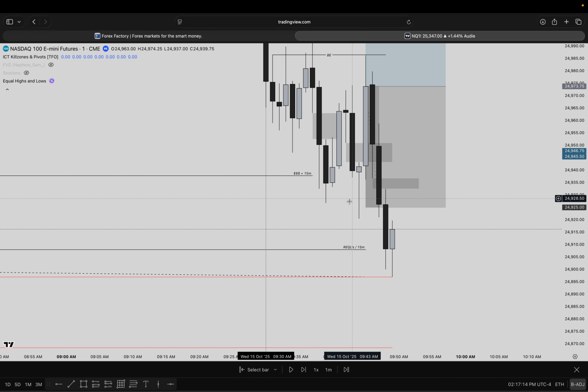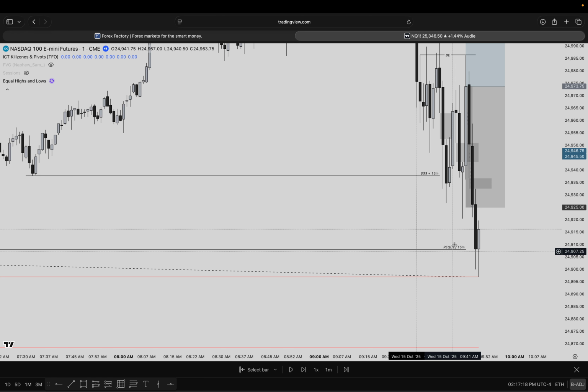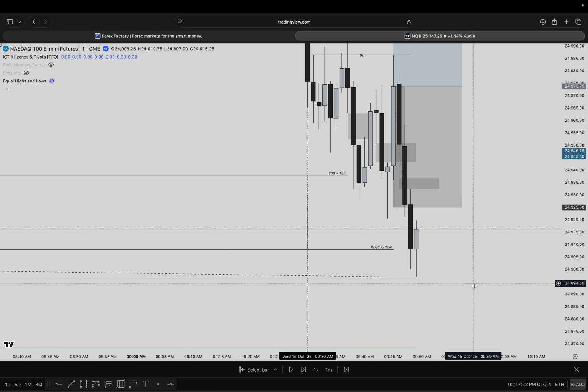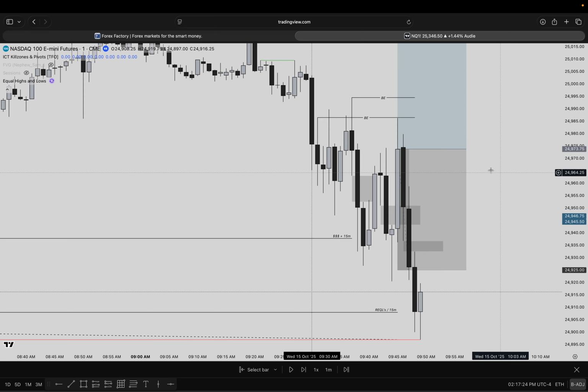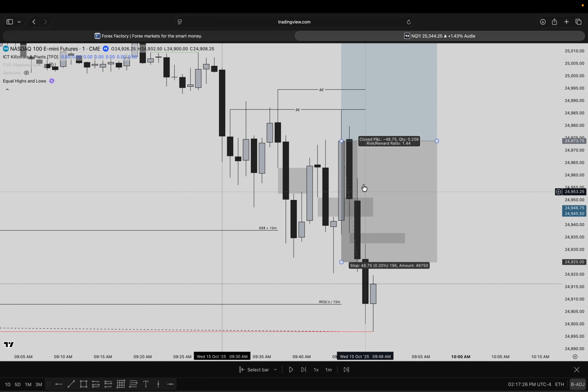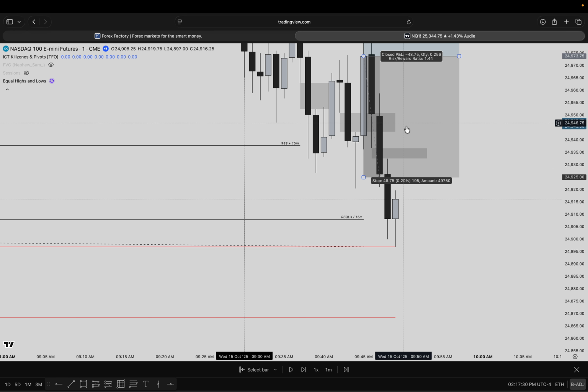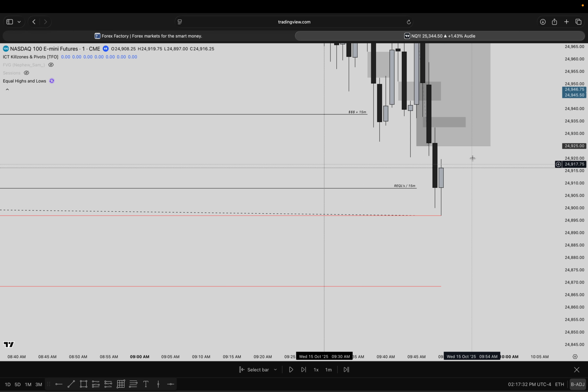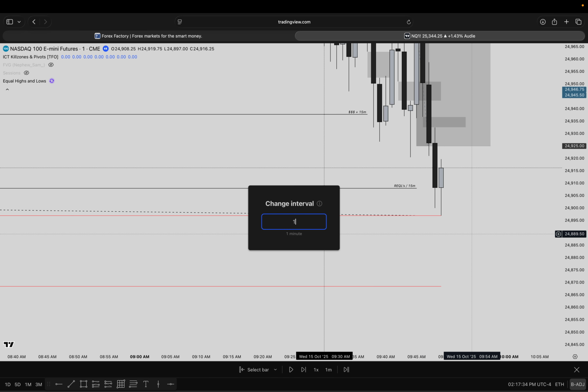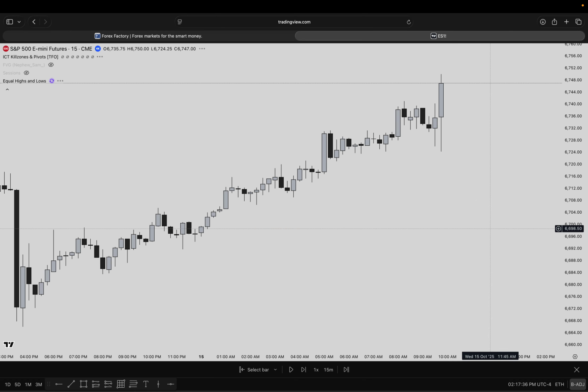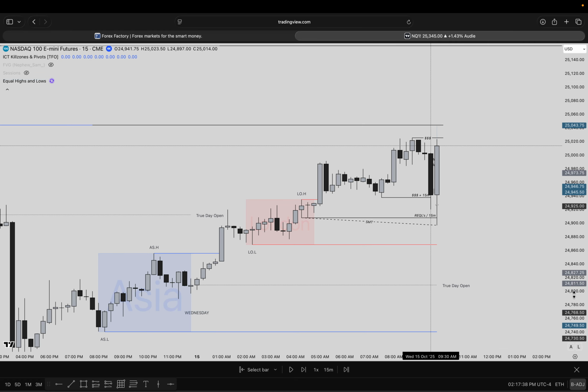And honestly, on this one, once we got stopped here, I feel like I just should have waited for this DOL to get hit just because it was so perfect. But just seeing how this delivery looked, it looked too perfect just to not take. So ended up taking a loss there, and then we ended up finally taking this DOL out, making an SMT on the 15-minute right there.